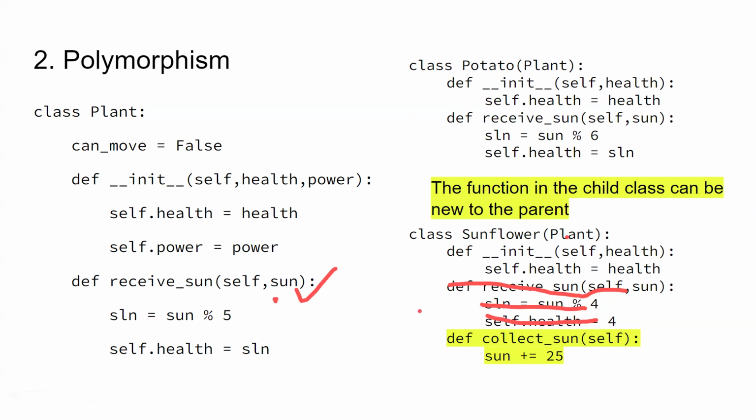So if you don't want to make a change, you just don't write it, just keep the function re-implementation, because the program will help you check back into your parent class if you don't have the function in this class, the child class.